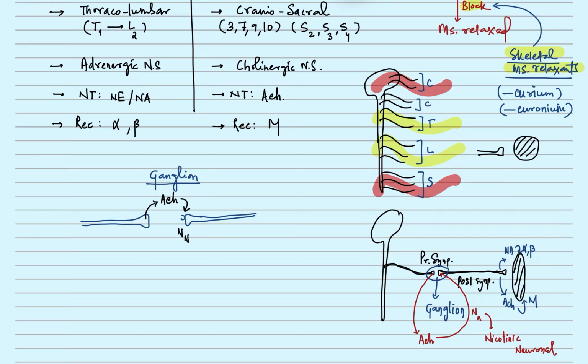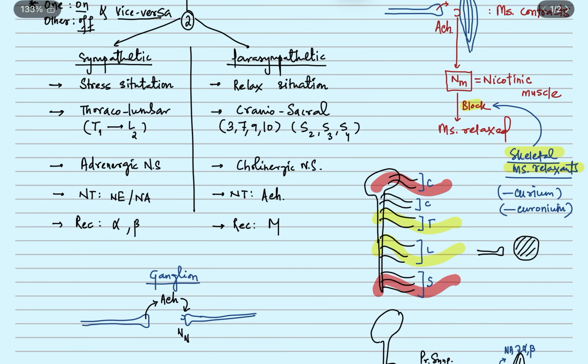Next we'll start with the topic physiology of the cholinergic system. Okay, we'll then enter the parasympathetic nervous system, then we'll talk about the sympathetic. That's all. Thank you.